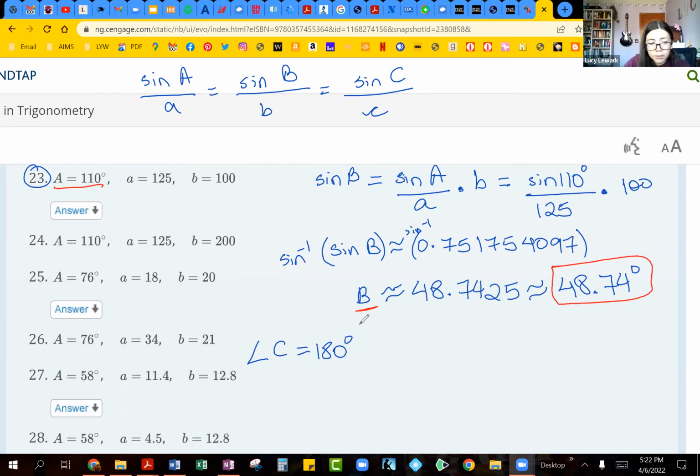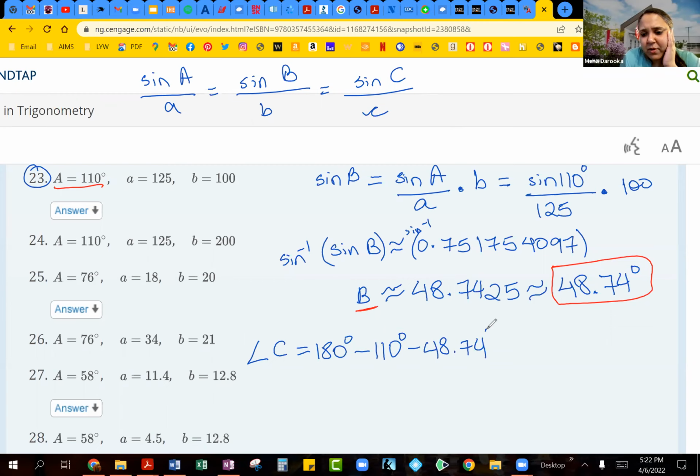I got 21.26. 21.26. Okay, did anybody else have that answer? Yeah, Darren, Andrew, okay. Alrighty, perfection. So again, subtract 110 for angle A, 48.74 for angle B, and that will give you 21.26 degrees for angle C.